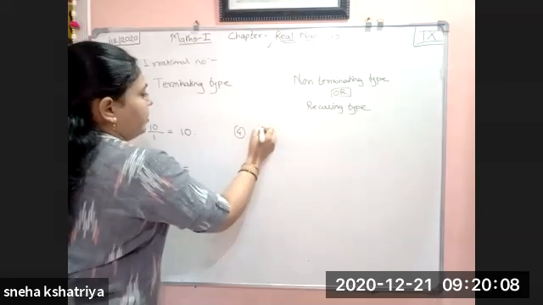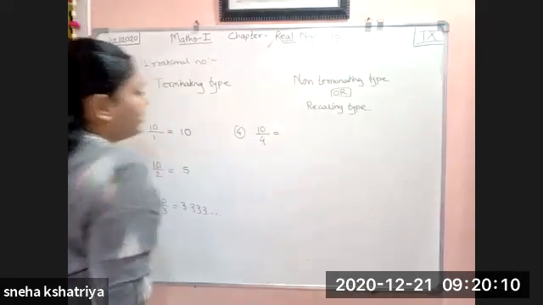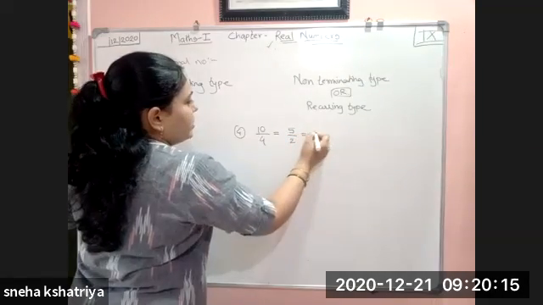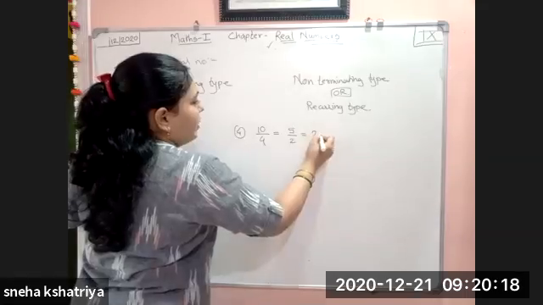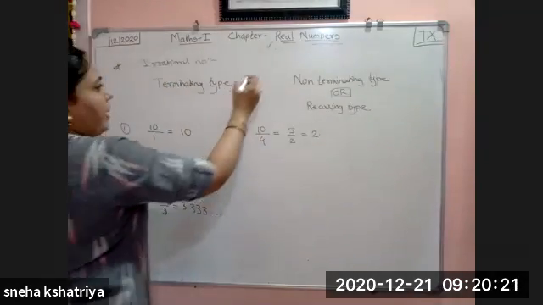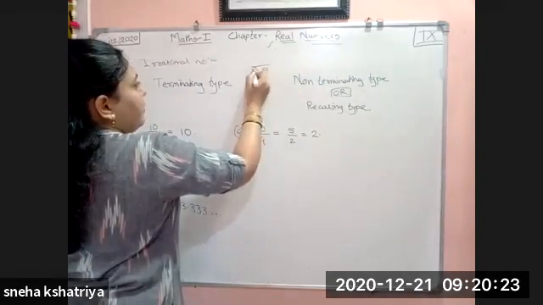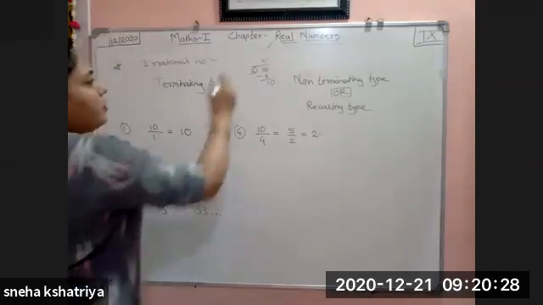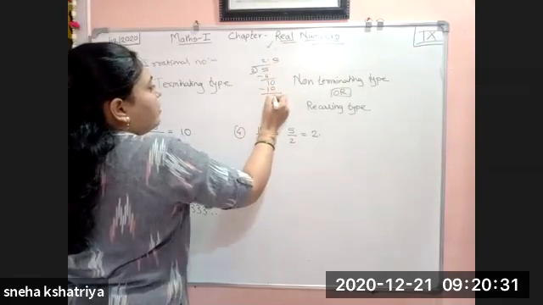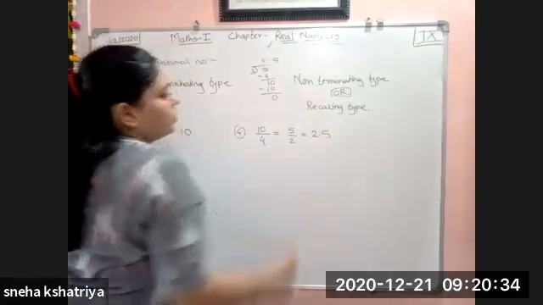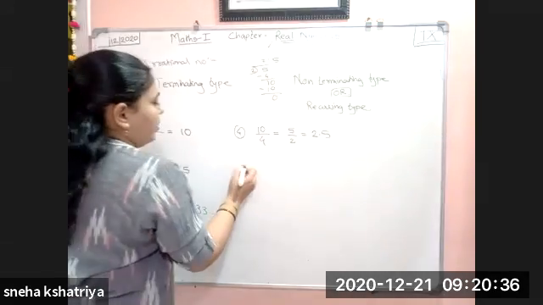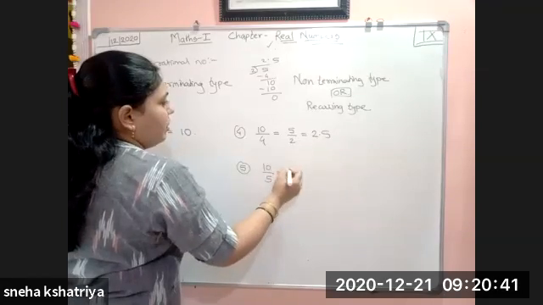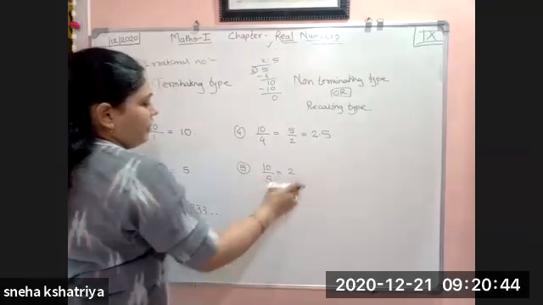Fourth, 10 divided by 4. Let us reduce it like 5 divided by 2, which is equal to 2.5. Okay, after that 5: 10 divided by 5, which is equal to 2, complete.